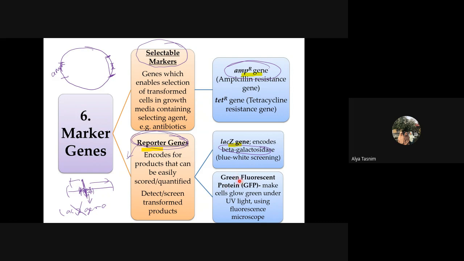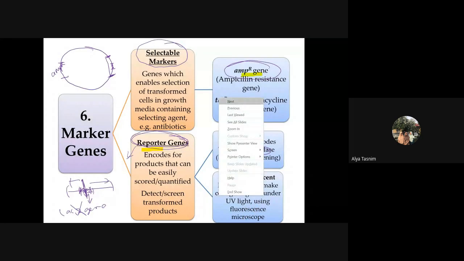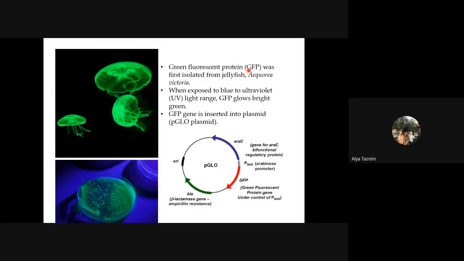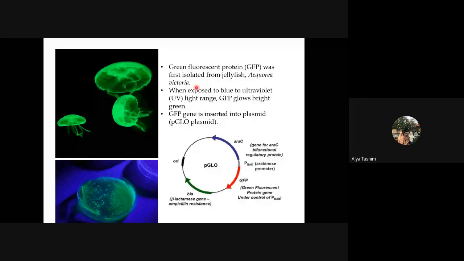Okay, the other one is green fluorescent protein. Make cells glow under UV light using fluorescence microscope. Okay, ini contohnya lah green fluorescent protein GFP. GFP ni dia adalah protein yang dihasilkan oleh jellyfish that allows the jellyfish to glow lah kan, when exposed to blue to violet ultraviolet UV light. Okay, the GFP protein glows bright green kan.